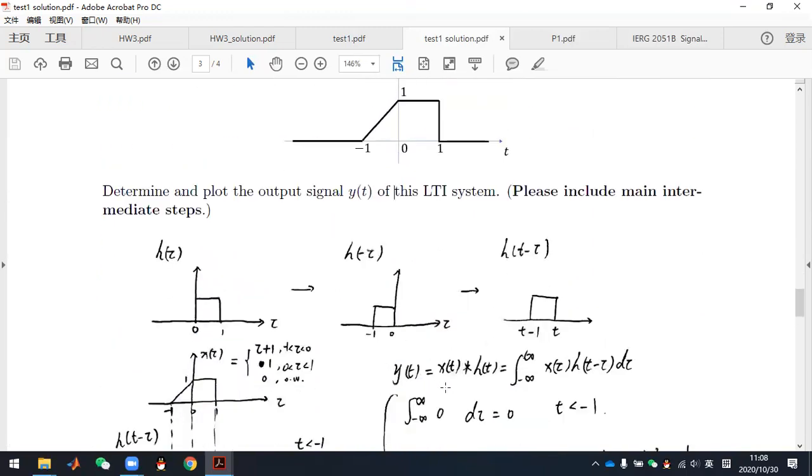Okay, let's follow the definition of the convolution. y of t is equal to the convolution between x of t and h of t, and the convolution is the integral of x of tau times h of t minus tau. So first we need to plot h of t minus tau. This is h of tau, and to plot h of t minus tau, we first need to get h of minus tau. It is the time reflection of h of tau over the vertical axis. So h of minus tau is shown here, and then h of t minus tau is the time shift of h of minus tau.